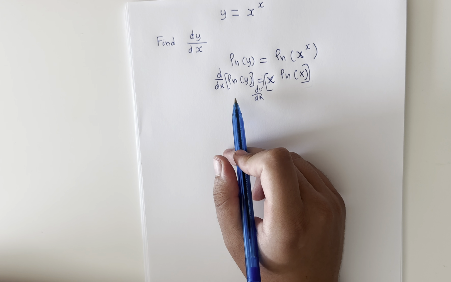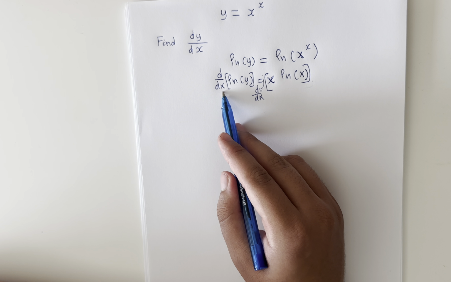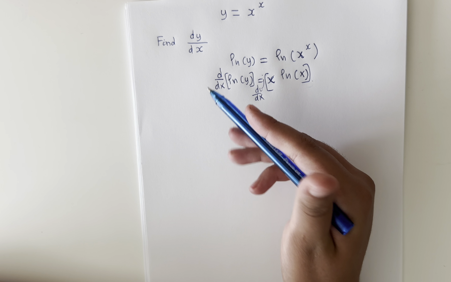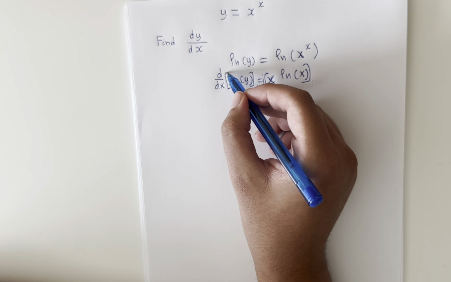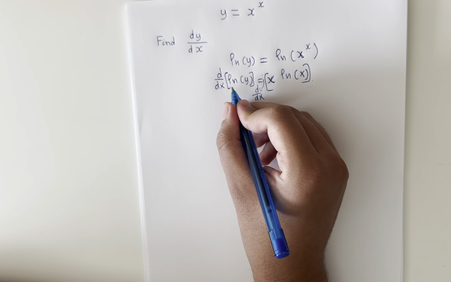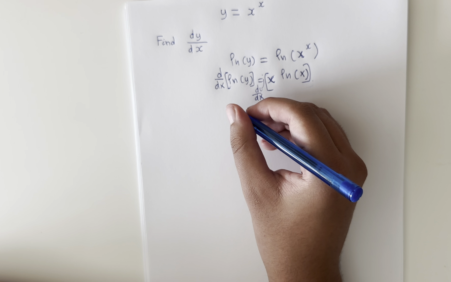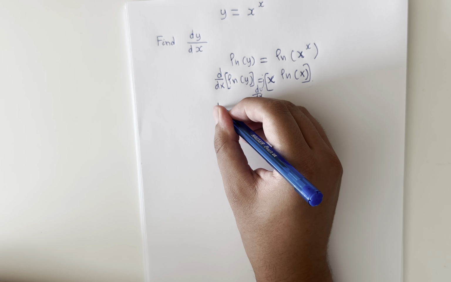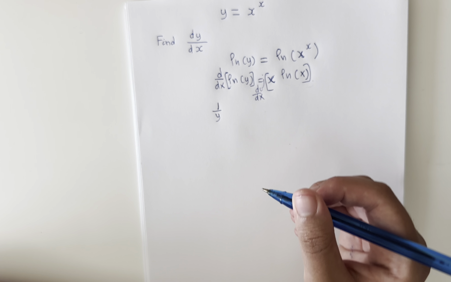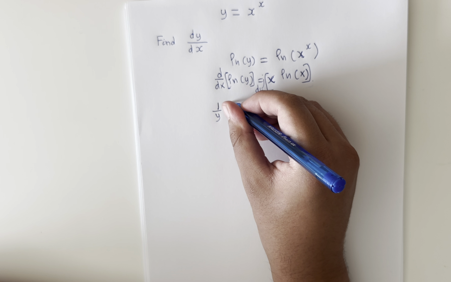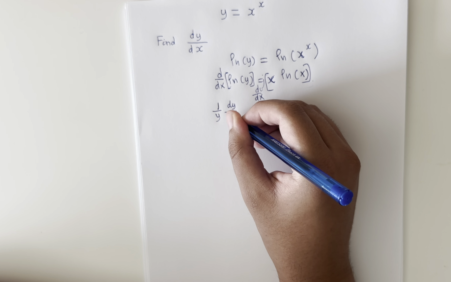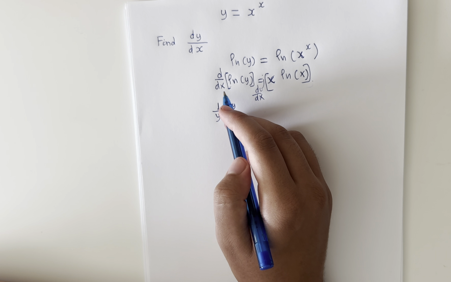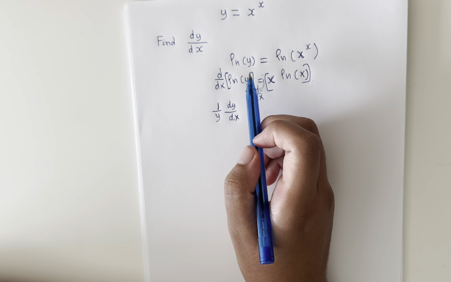So if you want to differentiate the natural log of y with respect to x, we're going to treat this as the chain rule. So if we take the derivative of the outside, we end up with 1 over y. The derivative of the natural log of y is 1 over y. And then we multiply that by dy/dx. This is an application of the chain rule, since we're differentiating with respect to x, not with respect to y.